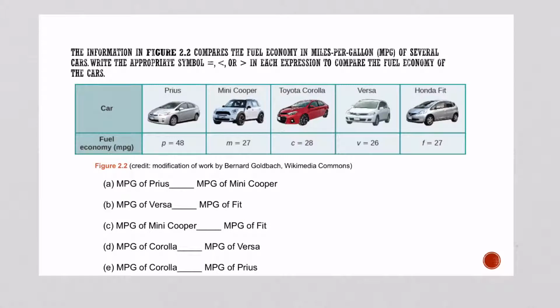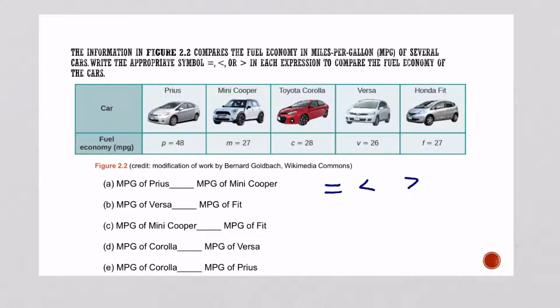Okay, so in this problem, we are comparing the fuel economy in miles per gallon of several cars. You'll see that the Prius has a fuel economy of 48 miles per gallon. A Mini Cooper has 27 miles per gallon. Toyota Corolla has 28. Versa has 26. Honda Fit has 27. So what we're going to do is compare, and we're going to put the equal to, less than, or greater than symbol in to compare their fuel economies.